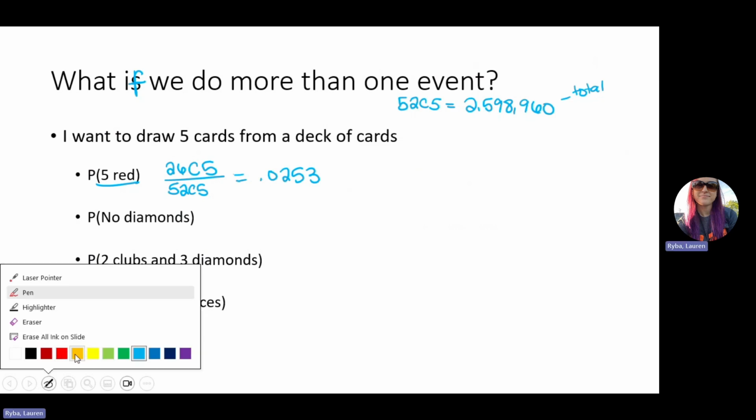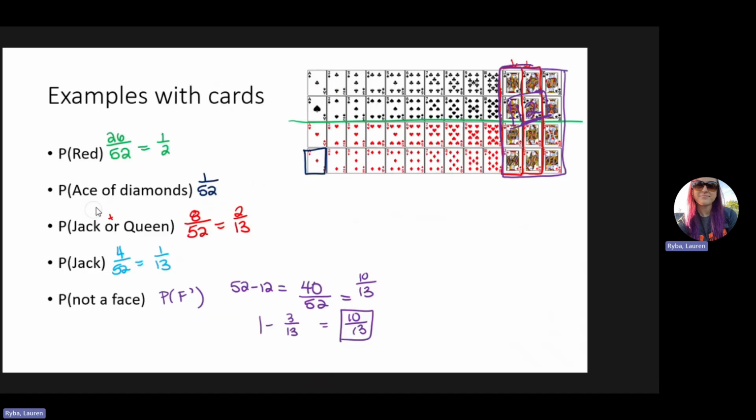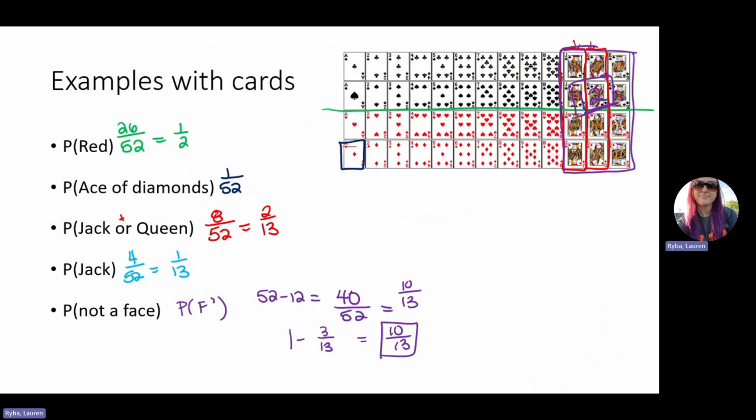Next one wants no diamonds. So we know our denominator is staying the same. So if I go back here, I don't want the diamonds. So that leaves 3 rows of 13 cards, a total of 39 cards that I do want to draw from.